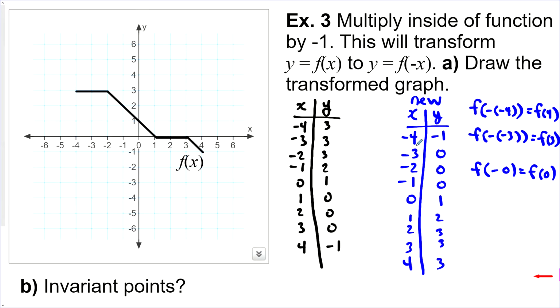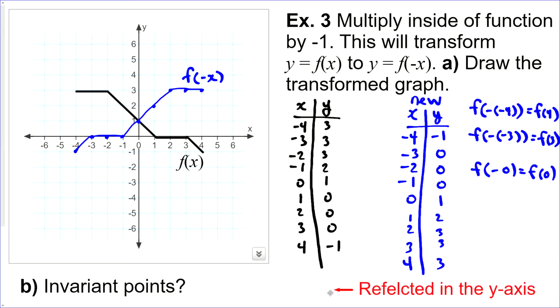Let's look to see how this appears on the graph. So -4, -1, and then these next ones are 0, and then this one's 1, and then 2, and then 3, 3, 3. Let's connect them because this function was continuous before. And there is our f of -x. Now you look at that and hopefully you can see that that has just been reflected in the y-axis.